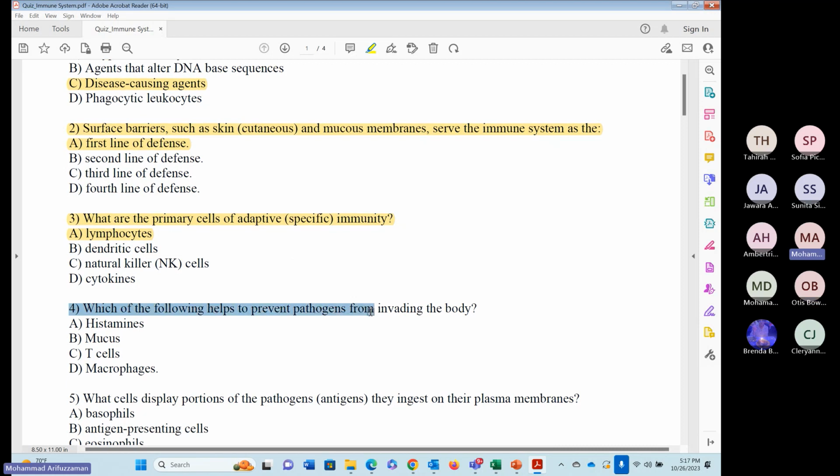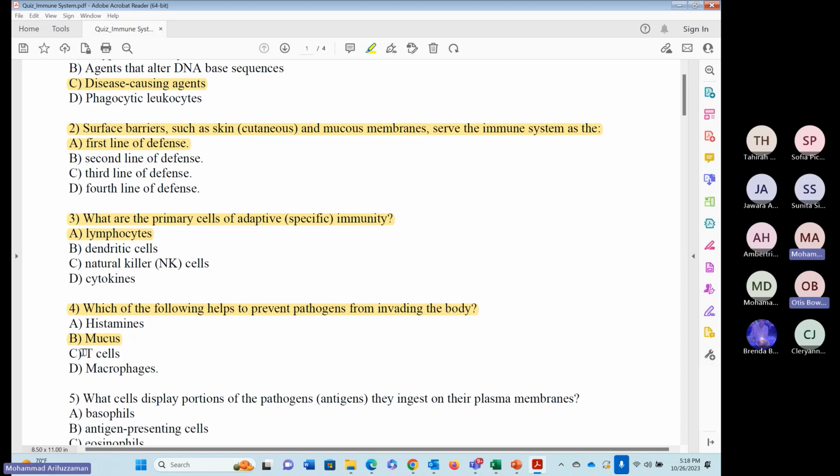Which of the following helps to prevent the pathogens from invading the body? That's B, mucus. So this is the first line of defense system. Now the histamine. What are the functions of histamine? Histamine is released from the mast cell. The function of histamine is that it causes inflammation.